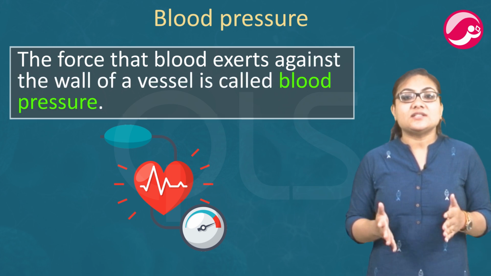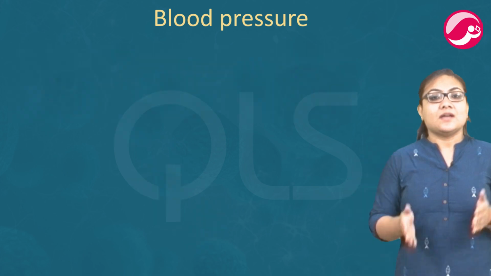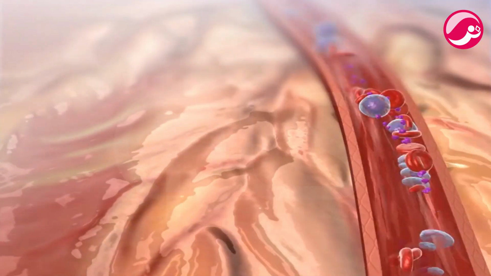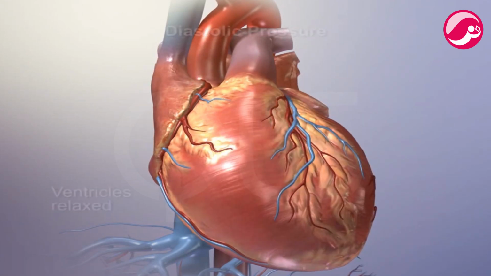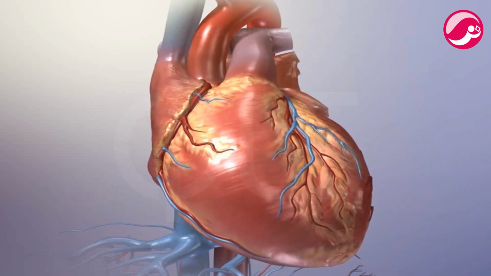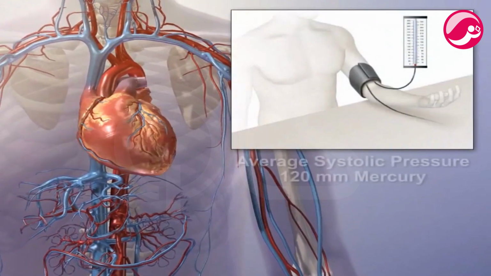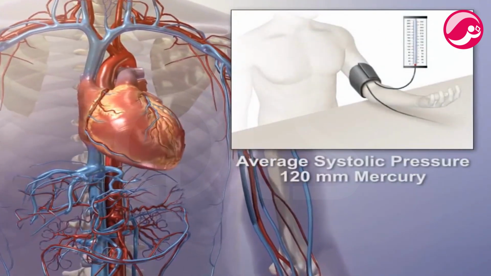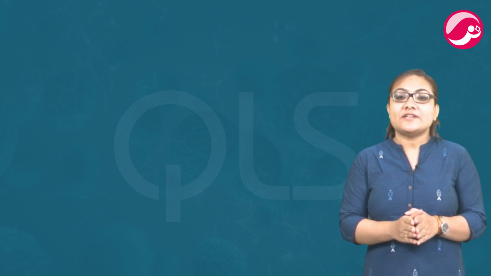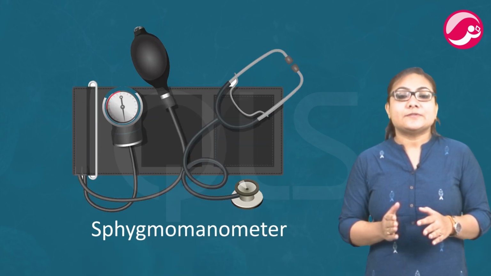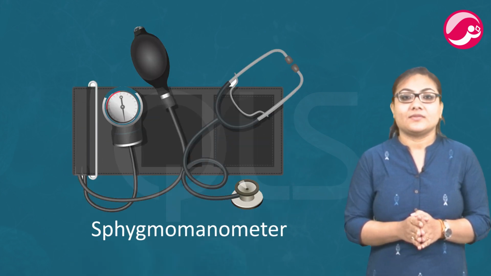This pressure is much greater in arteries than in veins. The pressure of blood inside the artery during ventricular systole, that is contraction, is called systolic pressure, and pressure in artery during ventricular diastole, that is relaxation, is called diastolic pressure. The normal systolic pressure is about 120 mm of mercury and diastolic pressure is 80 mm of mercury. Blood pressure is measured with an instrument called sphygmomanometer.